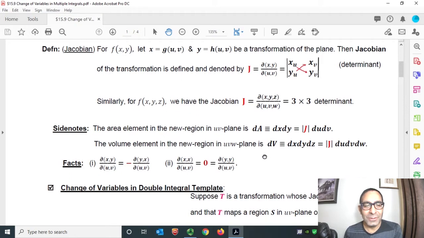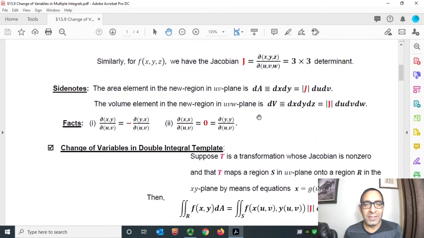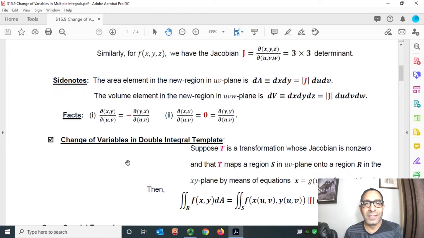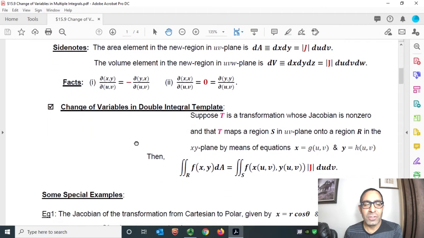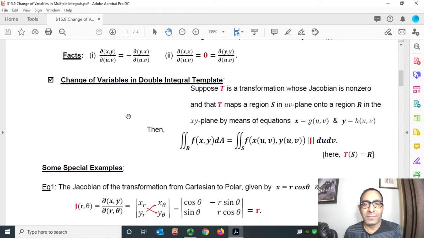So quick side notes. The area element in the new region in the uv plane is dA equals dx dy equals the magnitude of the Jacobian times du dv. Similarly, the volume element in the new region in uvw space is the absolute value of the Jacobian times du times dv times dw. Great.